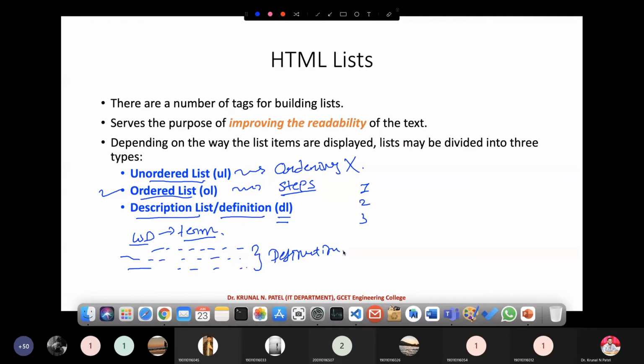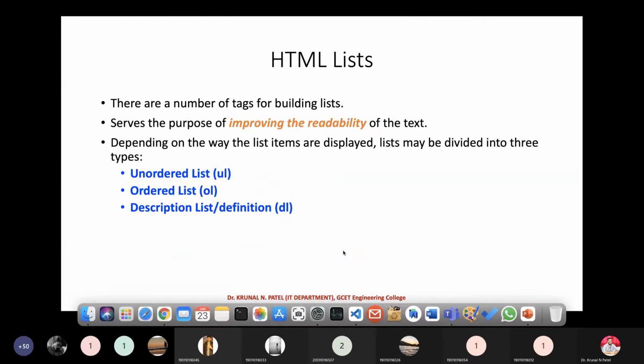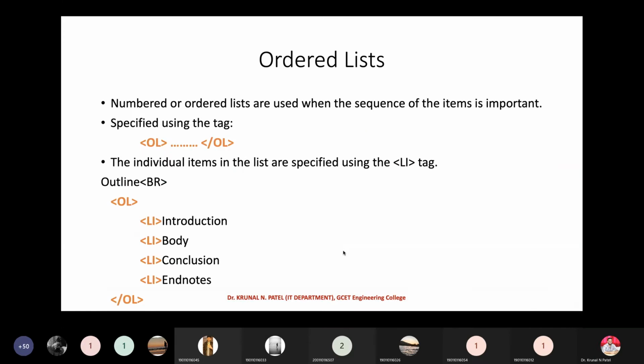So this is the difference between each and every list type, right? So let's go through them individually. First, we are going for the ordered list. Numbered or ordered lists are used when the sequence of items is important. It is specified using the OL tag, right? And individual items in a list are specified using the li tag.